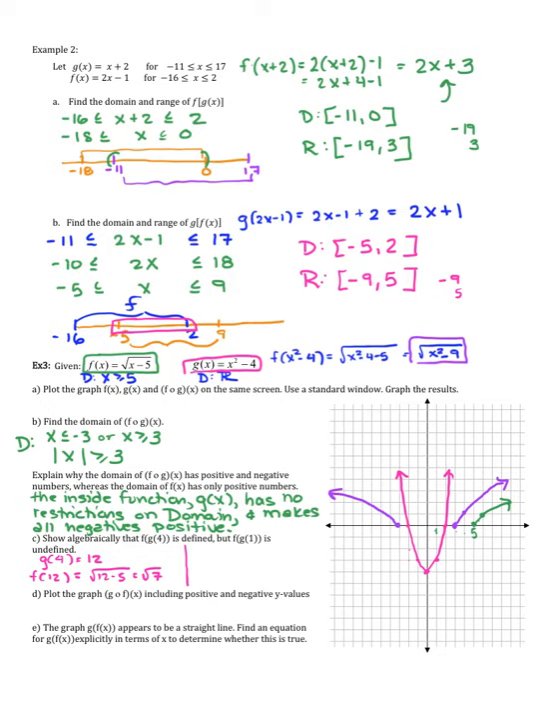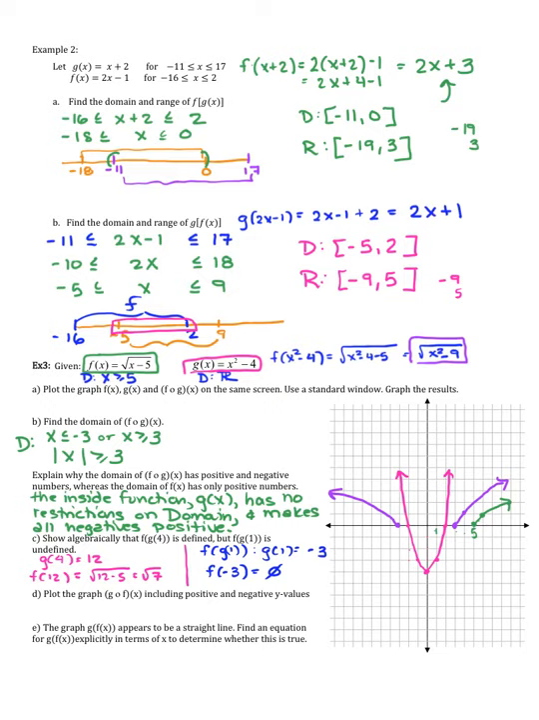Now let's go the other direction. f of g of 1. So first thing is g of 1 we want to find. g of 1 is going to be -3. And since -3 is not in the domain of f, we don't have an answer there.